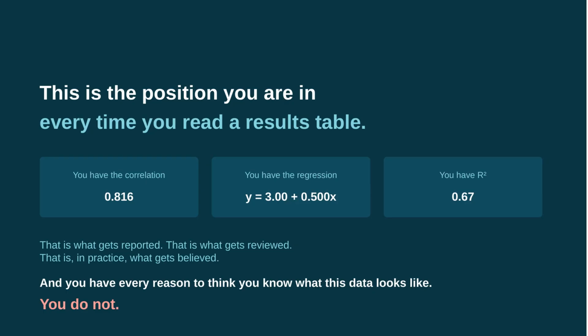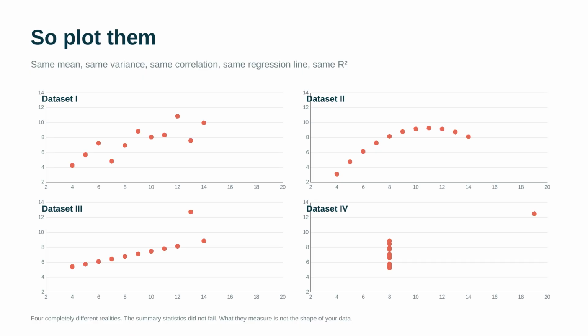Stop here for a second. Because this is the exact position you are in every time you read a method section, or a results table, or a supplementary spreadsheet. You have the summary. You have the correlation. You have the regression. You have R squared. That is what gets reported. That is what gets reviewed. That is, in practice, what gets believed. And you have every reason to think you know what this data looks like. You do not. So let's plot them.